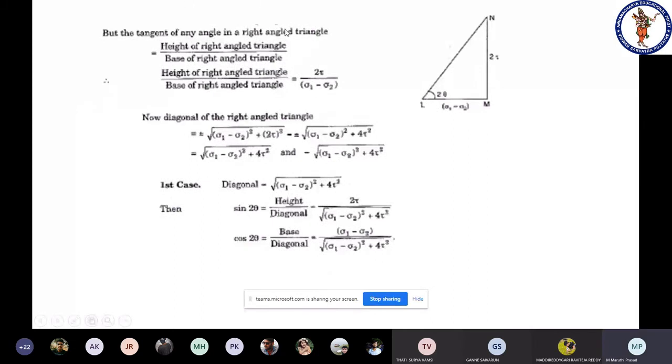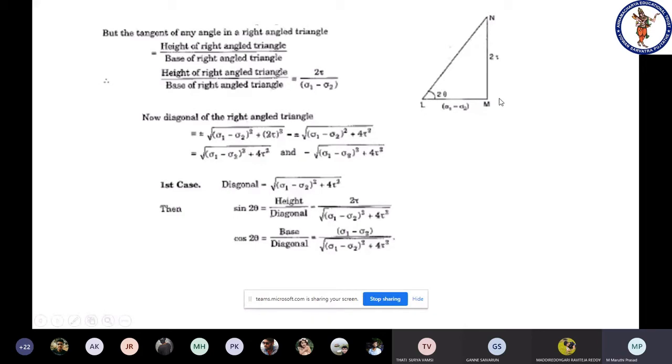So once we got that, the tangent of any angle in a right angle triangle is nothing but the opposite side by the adjacent side. So here I have considered one right angle triangle. Tan 2 theta is equal to 2 tau by sigma 1 minus sigma 2. So 2 tau is the opposite side to the angle and sigma 1 minus sigma 2 is the adjacent side to the angle.